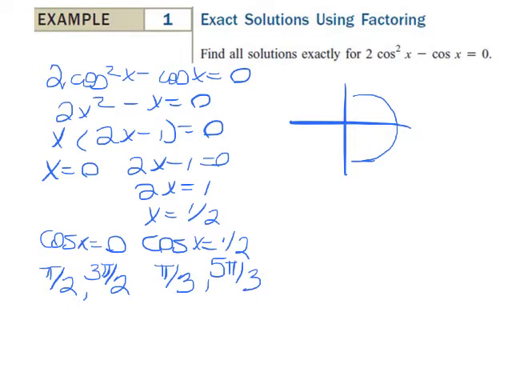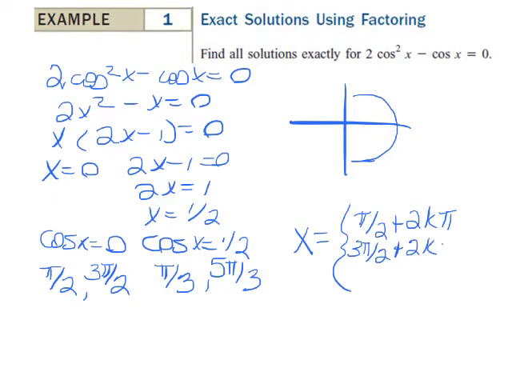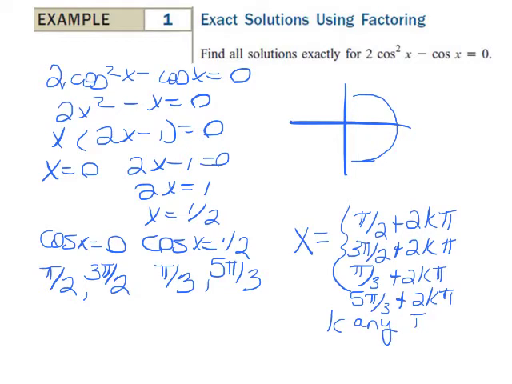So we say that x equals pi over 2, and if you think about it, pi over 2 plus every 2 pi. So you can go around the circle as many times as you want going to pi over 2. Same with 3 pi over 2 plus 2k pi. Same with pi over 3 plus 2k pi. And 5 pi over 3 plus 2k pi. And you need to say that k is any integer.